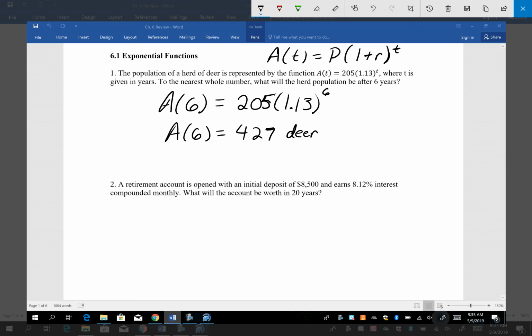Okay, so I have a question. Yes. So, it says 1 plus 5. Correct. So that means if this says 1.13, what is the rate of growth of these deer? 0.13. Very good, 13%.